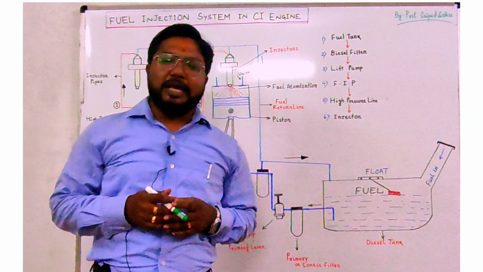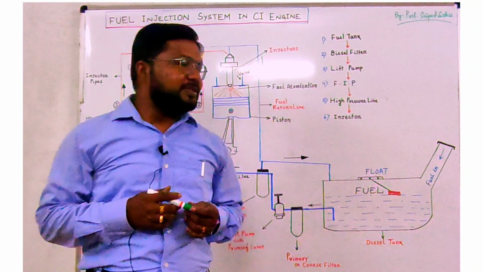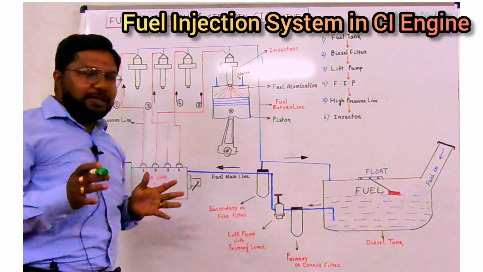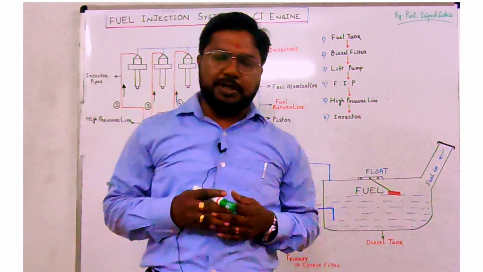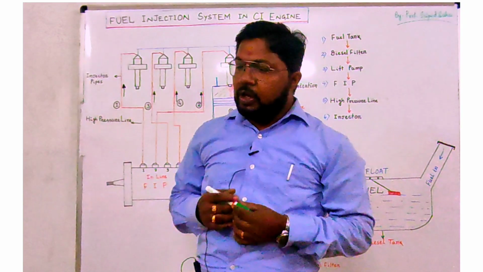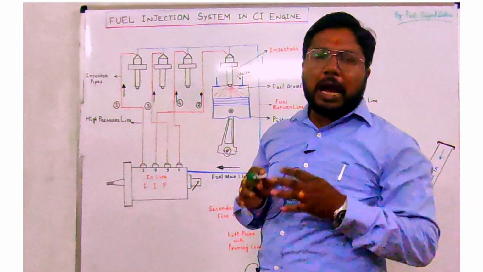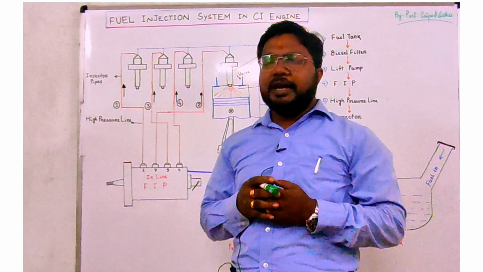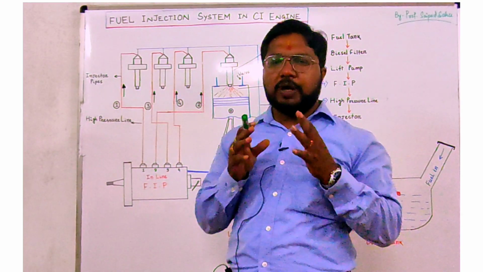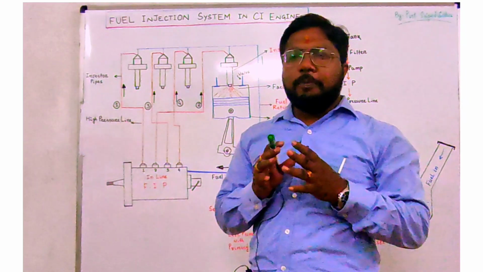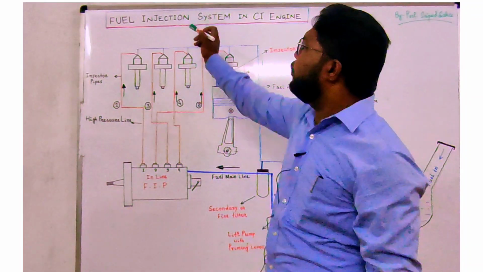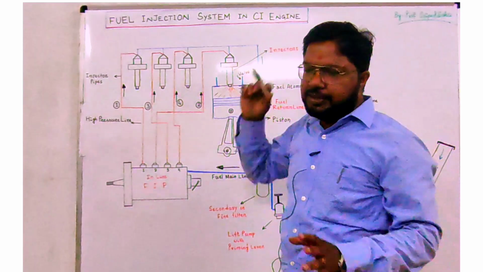Today we will discuss, as per the demand of the students, the fuel injection system in CI engine. CI engine means compression ignition engine. That means we can also say that it is a diesel engine. Before this lecture we have already discussed the fuel injection system in petrol engine, that means the carburetor, the working of the carburetor and its principles, which we have completely described. Today we will discuss in detail the fuel injection system in CI engine.